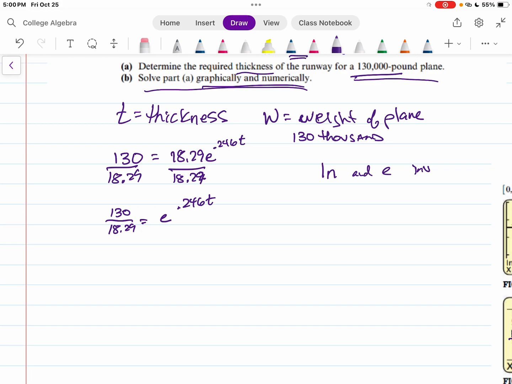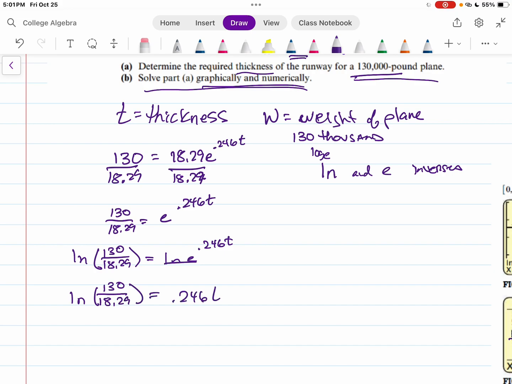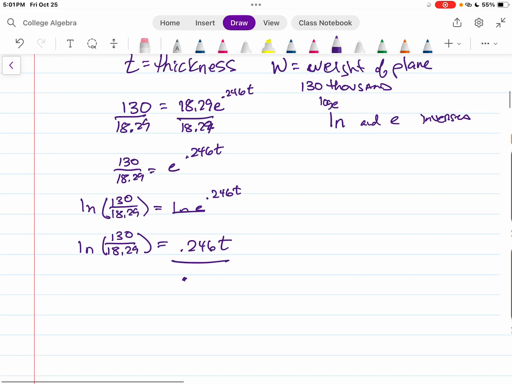Then we have to remember that ln and e are inverses from our previous lesson. We can also think of this as log base e, and that's what ln is, the natural log. So we're going to take the ln of both sides. And when we do that, based on our previous lesson, we can cross off the ln and the e. They cancel each other. So we have the ln of our fraction, 130 over 18.29, equal to 0.246t. Then I divide both sides by 0.246 to isolate my t.